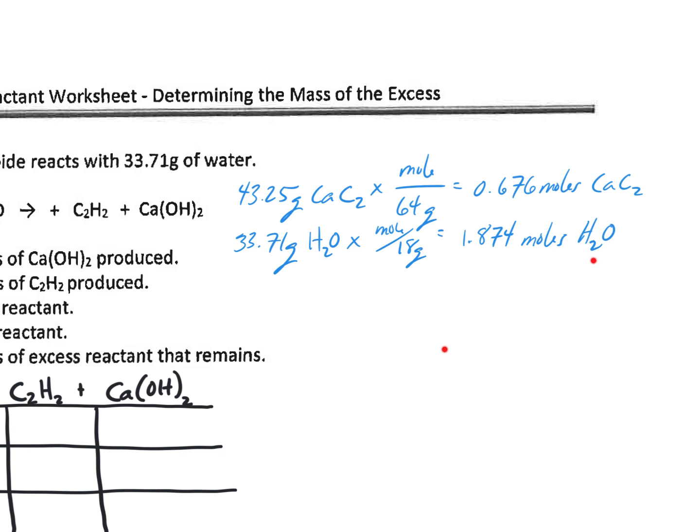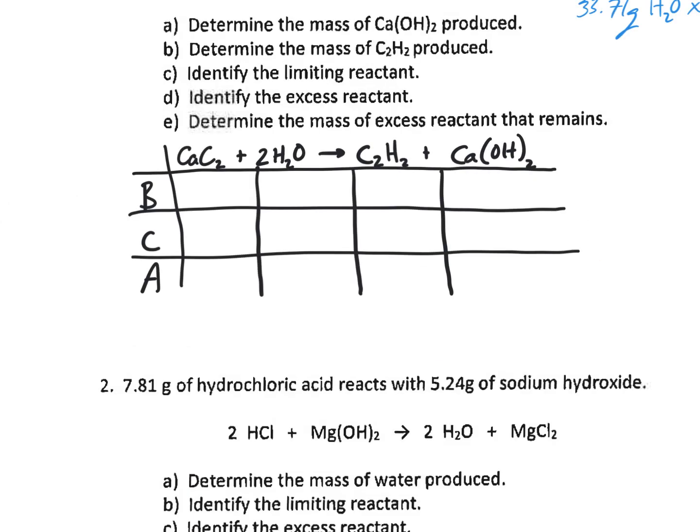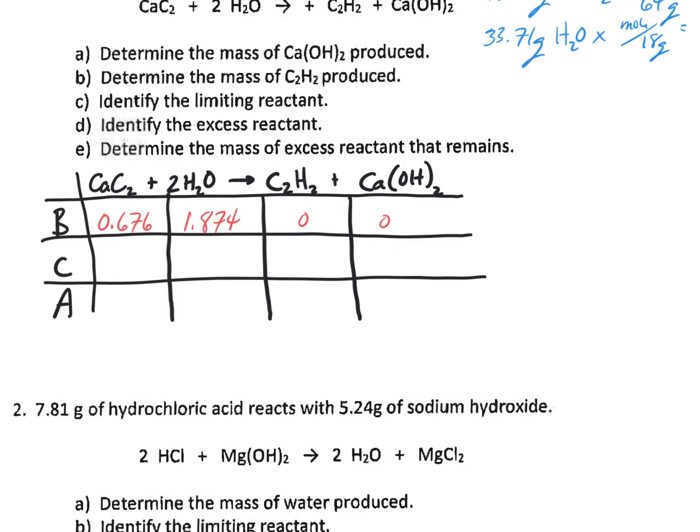And now we're going to use this BCA table, which I've created. I am now going to put those mole values into the BCA table. Okay, so here's my BCA table. I put in the number of moles of calcium carbide and the number of moles of water that are given. Now, whenever you're given an amount of two reactants, you've got to find out which reactant is going to be the limiting reactant, because one of those reactants is going to run out first. So that's what the limiting reactant is. When we run out of the limiting reactant, the reaction stops.